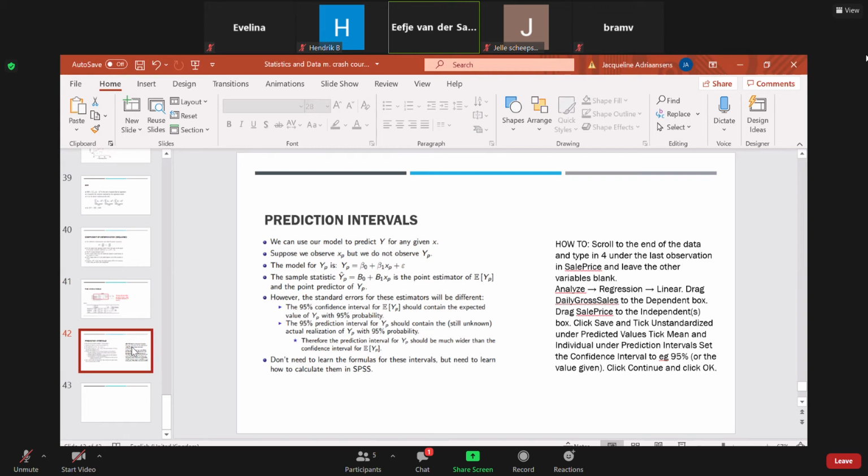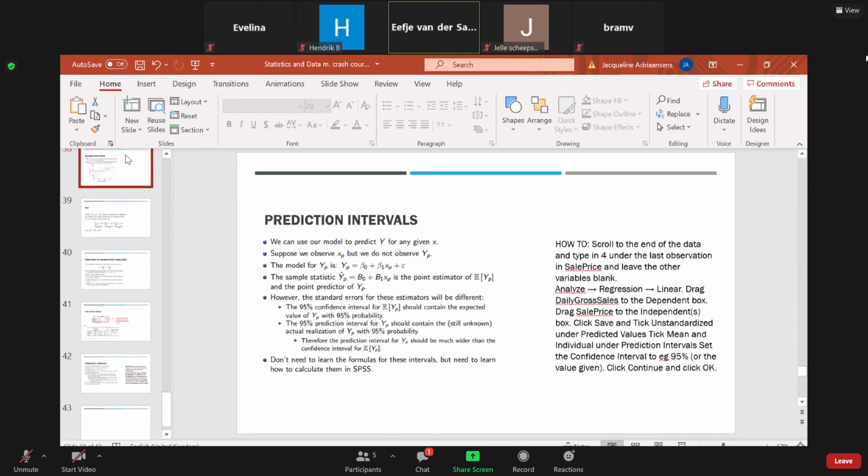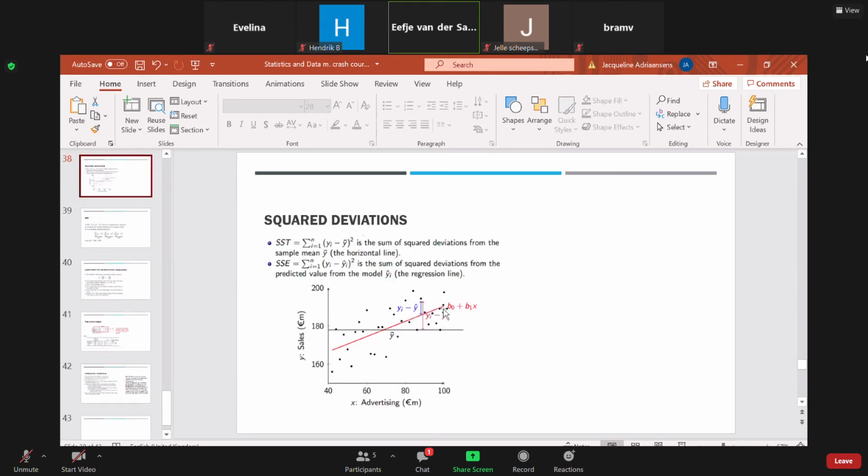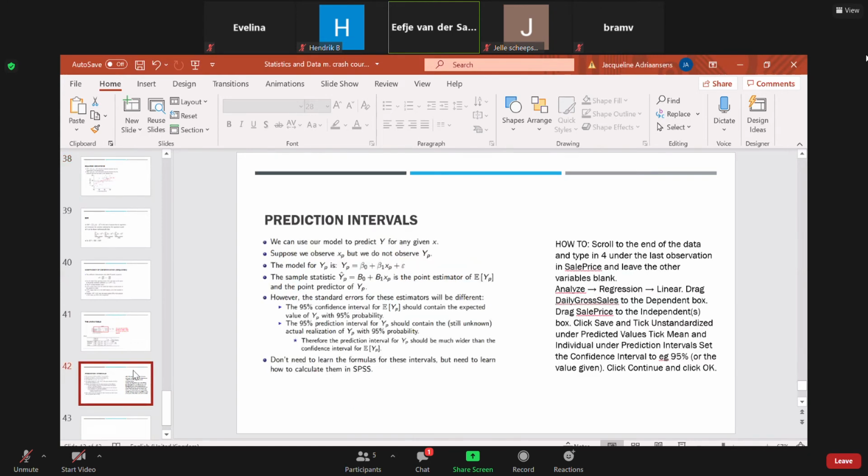Let me explain it. We can use our model to predict y for any given x. So if we have this model, and I say my x is 80, what do I think my y value will be? Well, it will probably be somewhere like 185, right? So we can predict that with our model. But we are not sure how close we actually are, and that depends on our prediction errors.